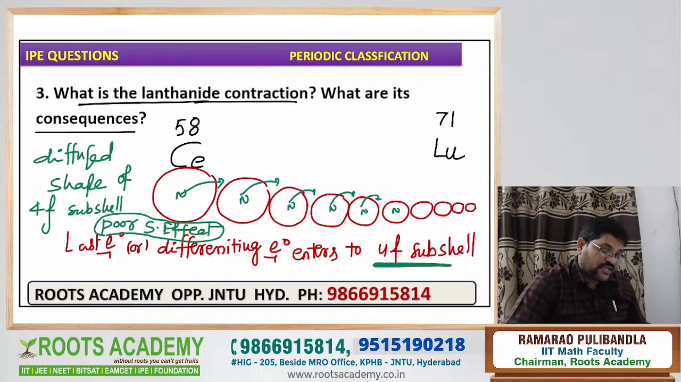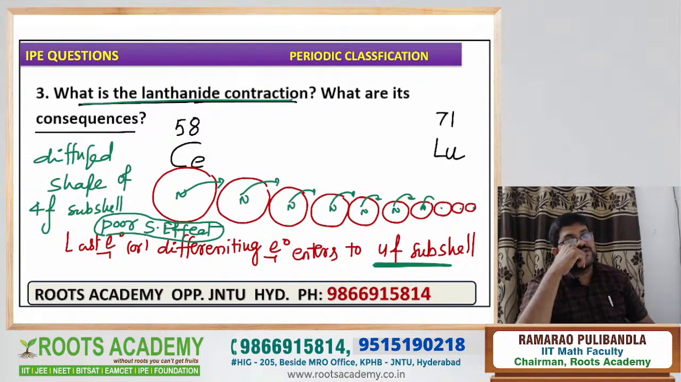As nuclear force increases on the valence shell, atomic size gradually decreases because the 4f subshell offers the what? Poor shielding effect, or weak shielding effect. That is called what? That is called lanthanoid contraction. Repeat the statement once again, students. What is lanthanoid contraction? From cerium to lutetium, the atomic size of lanthanoids gradually decreases.